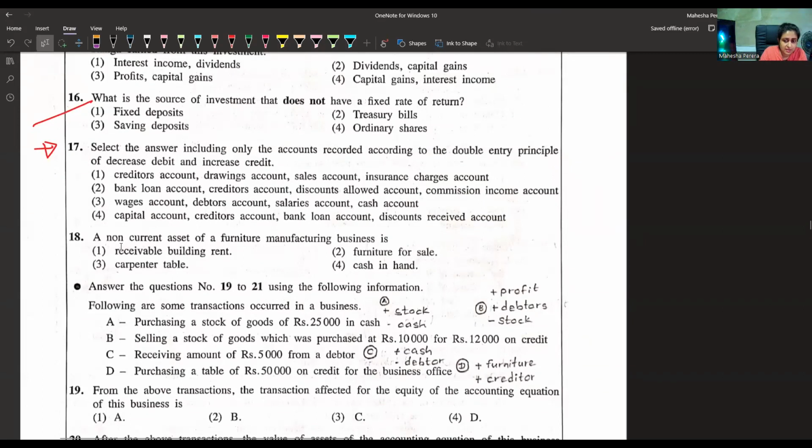This is an accounting question. Right, it says the answer including only accounts recorded according to the double entry principle: increase debit, decrease credit. Son, which accounts does this double entry principle apply to? Asset accounts and expense accounts. Do you remember? So you should find only asset accounts and expense accounts.